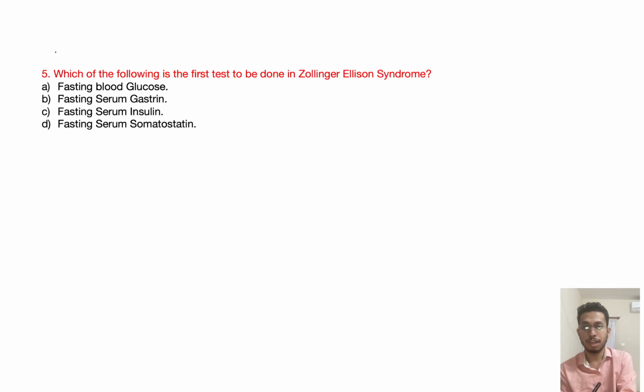Now, moving to the next question. Okay. It asks which of the following is the first test to be done in Zollinger-Ellison syndrome. All right. Okay. So, what is Zollinger-Ellison syndrome? Zollinger-Ellison syndrome is the condition characterized by increased gastrin secretion. All right. Now, what happens when there is increased gastrin secretion?